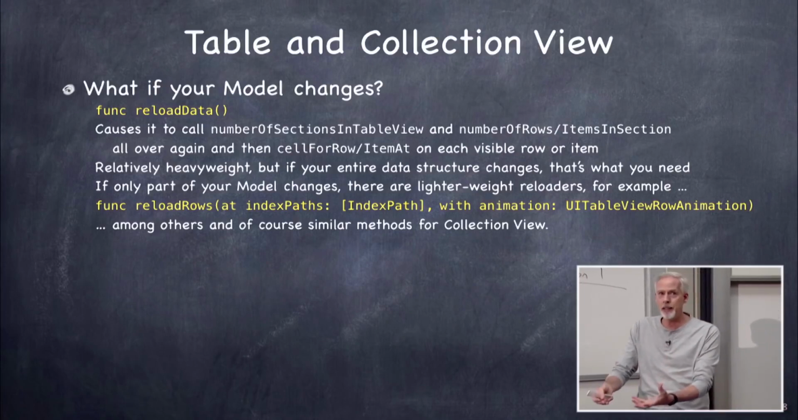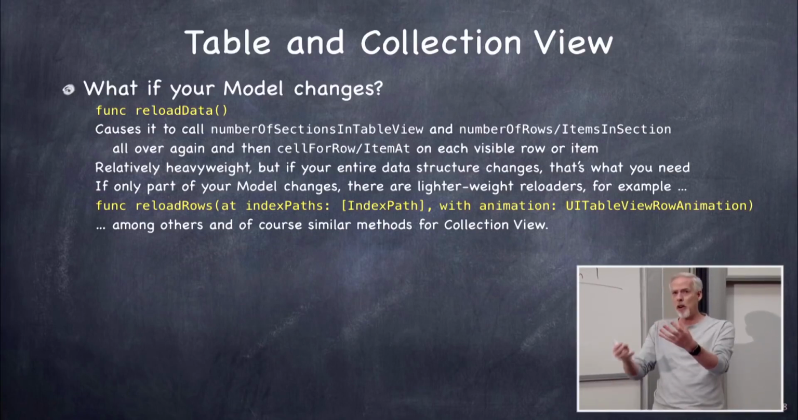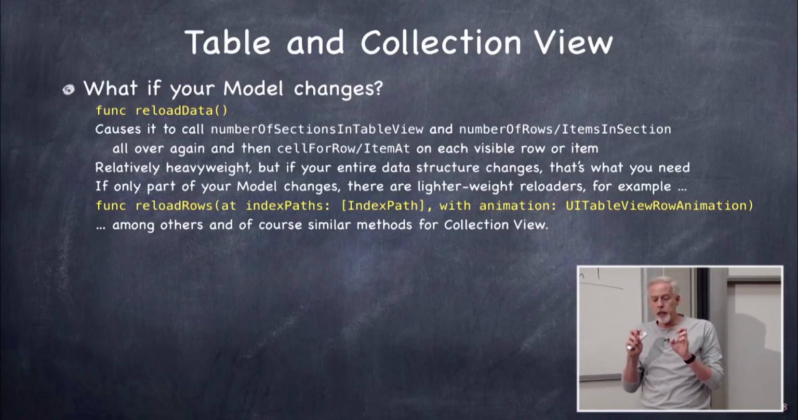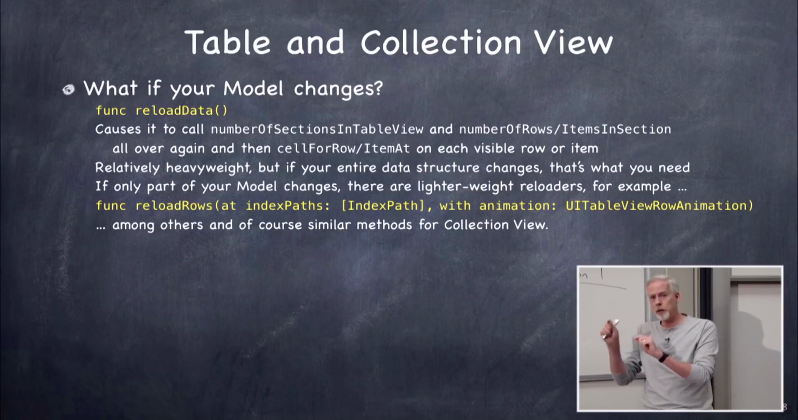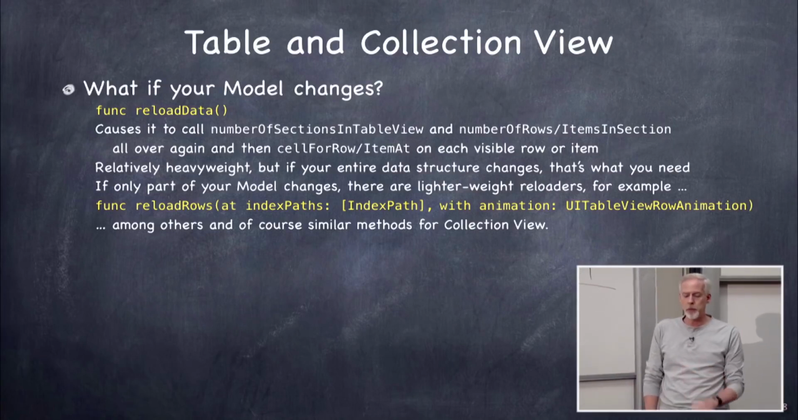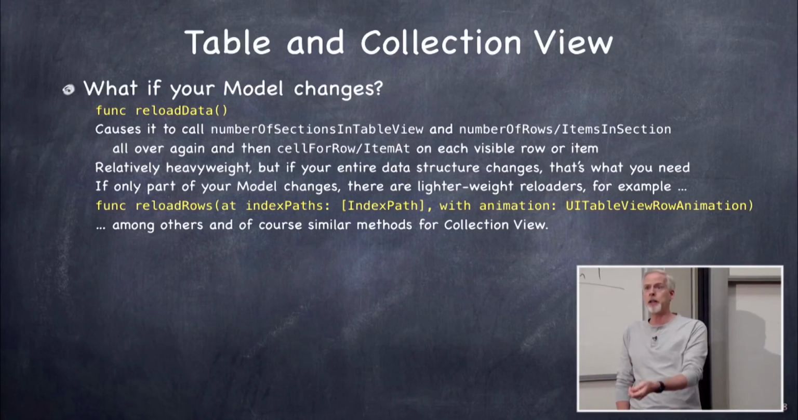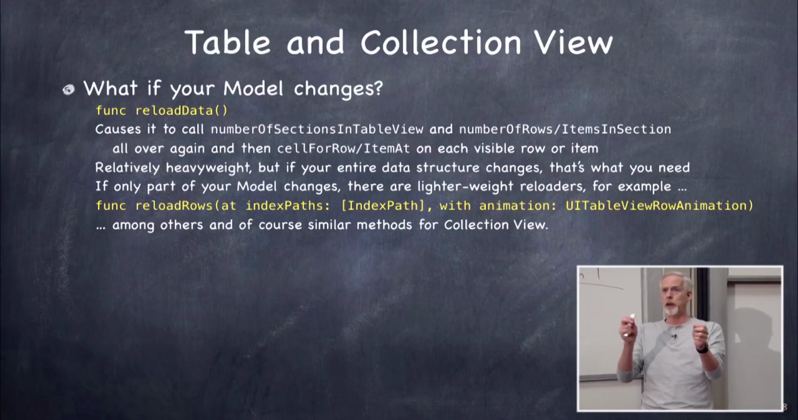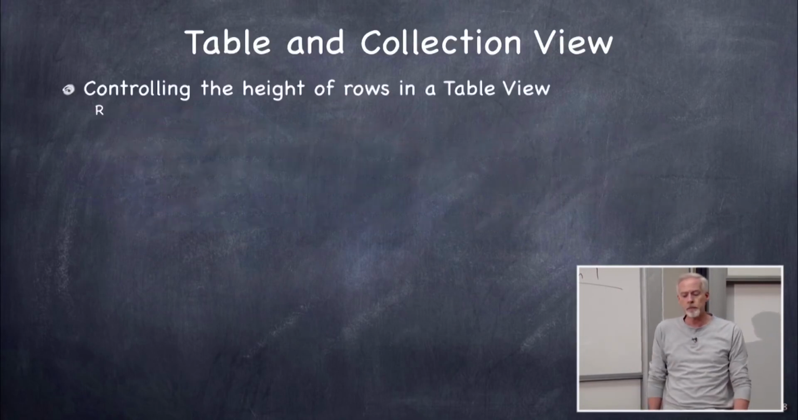It's a little heavy-handed. It's not too bad because it's actually only going to call that get me the cell for row at index path thing only for the visible cells, so it's not too bad actually. But there are finer-grained ones like reloadRows atIndexPaths. It takes an array of index paths and you can reload just those rows, and collection view has similar things. It's not so bad to do reloadData, but you do have to think about the fact that if your model changes, you've got to update your table. You don't really want your table or your collection view to get out of sync with your model for very long. You want them to stay in sync.